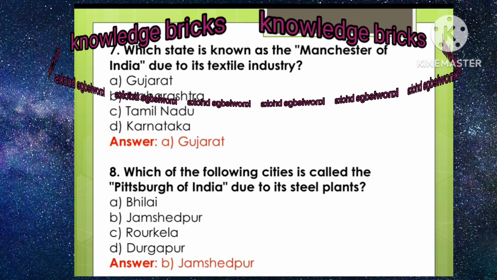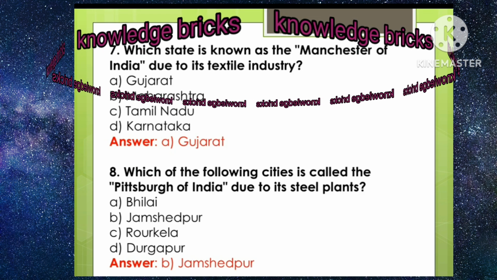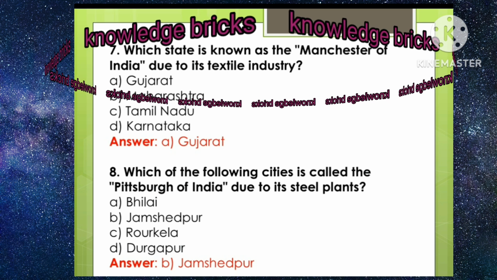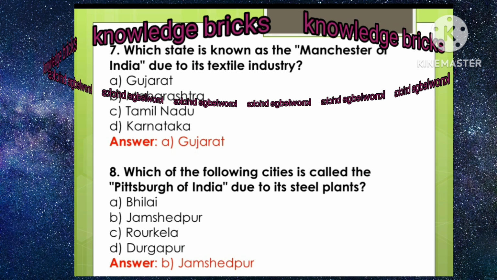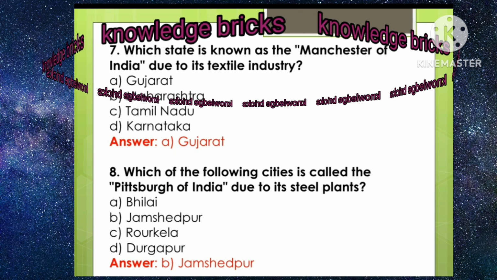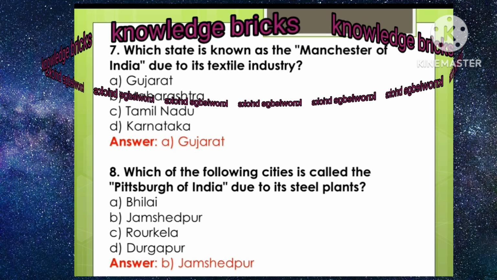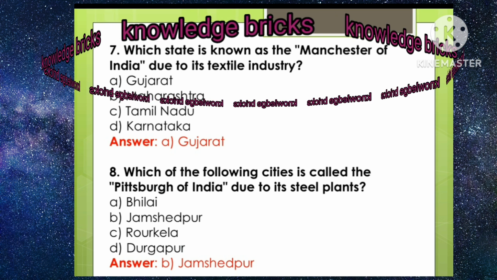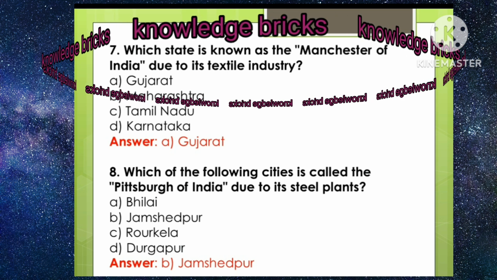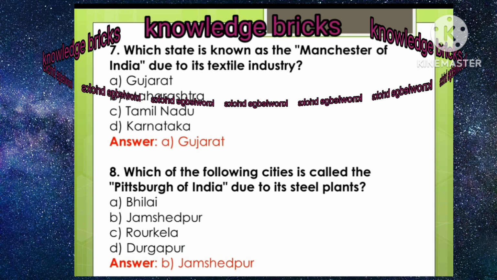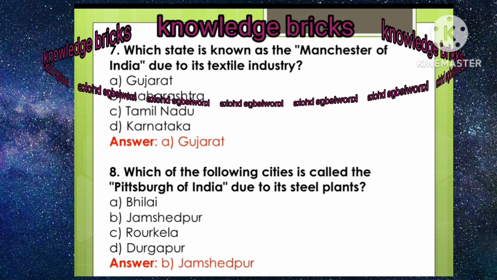Seventh question. Which state is known as the Manchester of India due to its textile industry? A. Gujarat. B. Maharashtra. C. Tamil Nadu. D. Karnataka. Answer A. Gujarat. Eighth question. Which one of the following cities is called the Pittsburgh of India due to its steel plants? A. Bhilai. B. Jamshedpur. C. Rourkela. D. Durgapur. Answer B.